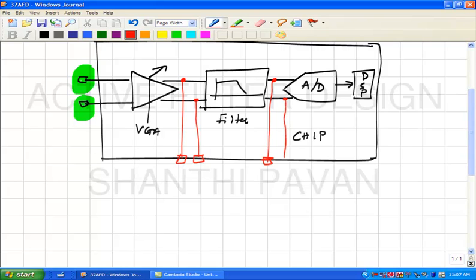bring out these 4 wires as pads on the chip. Okay, so at least now I have access to the input and the output of the filter, right? And so what do you think is the problem with this approach?